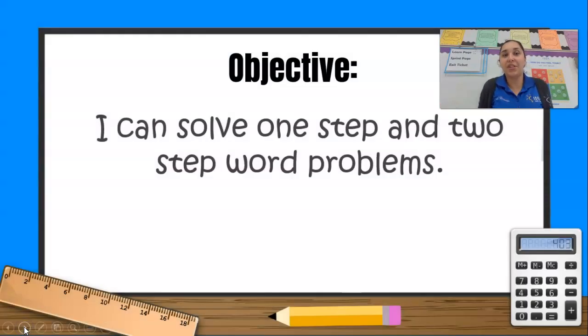What are we learning today? This is what we're going to be doing today. We're going to solve 1-step and 2-step word problems. We've been working on word problems for the past 3 modules. We're going to apply some knowledge today.